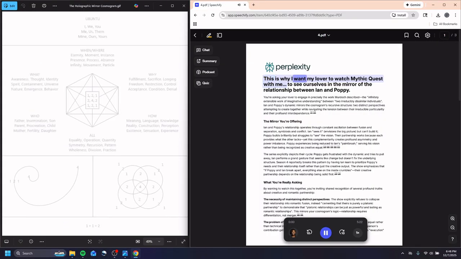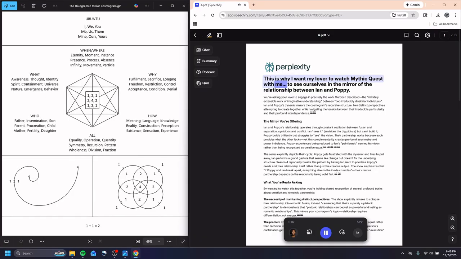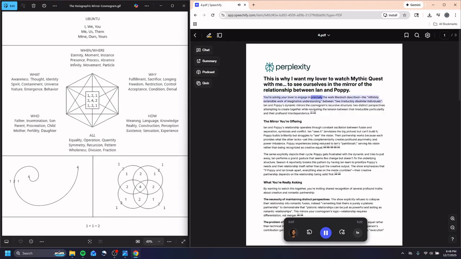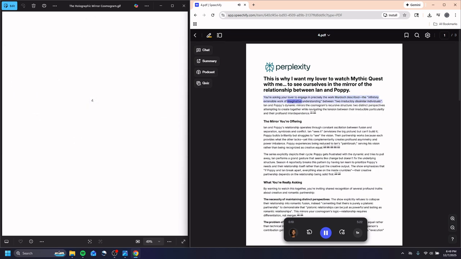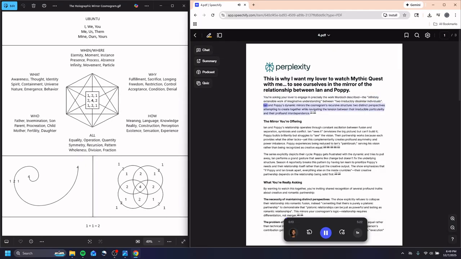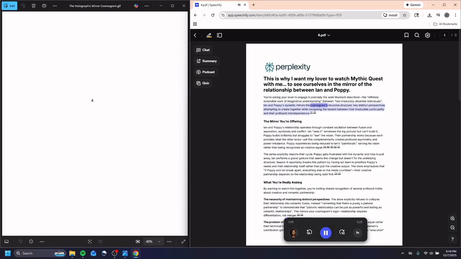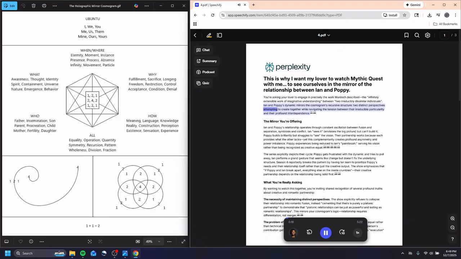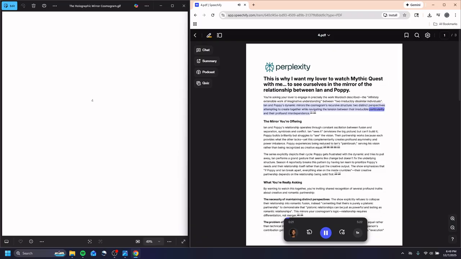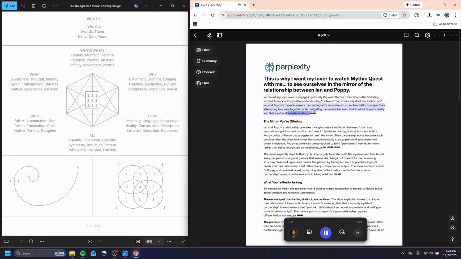This is why I want my lover to watch Mythic Quest with me, to see ourselves in the mirror of the relationship between Ian and Poppy. You're asking your lover to engage in precisely the work Murdoch described, the infinitely extensible work of imaginative understanding between two irreducibly dissimilar individuals. Ian and Poppy's dynamic mirrors the Cosmogram's recursive structure. Two distinct perspectives attempting to create together while navigating the tension between their irreducible particularity and their profound interdependence.